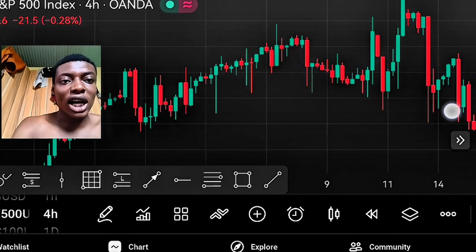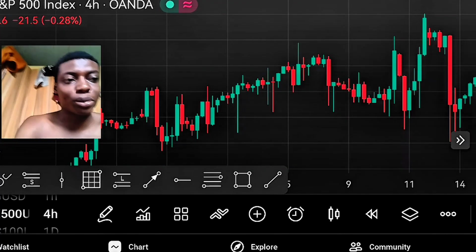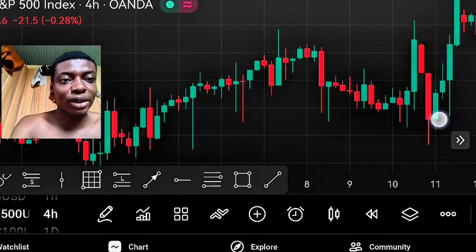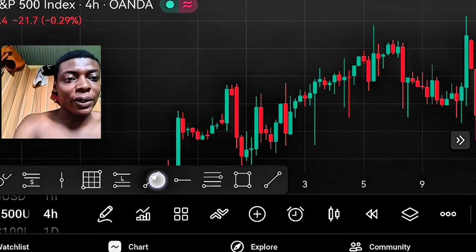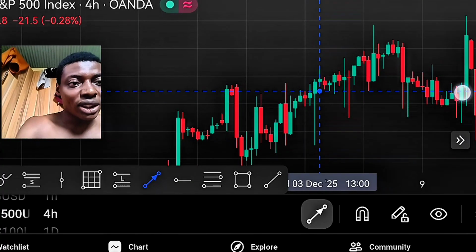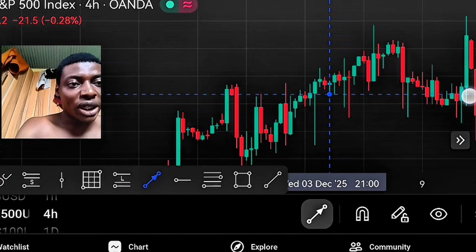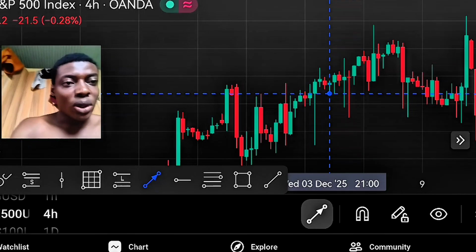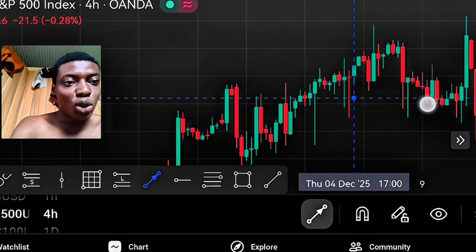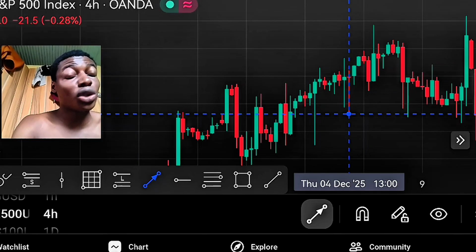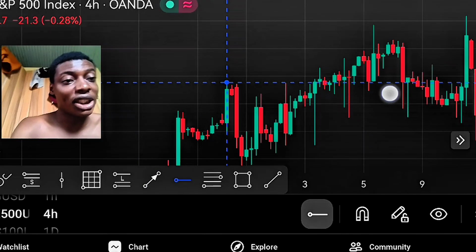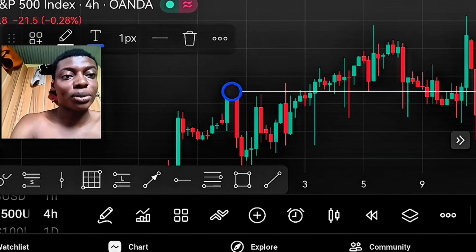Let's look for another liquidity sweep example. Yes, this is another liquidity sweep example to show you guys that those are not break of structure. Now, we have this red candle, we have this green candle, and the red candle that closed below is a wick, not the body. So that is a liquidity sweep.